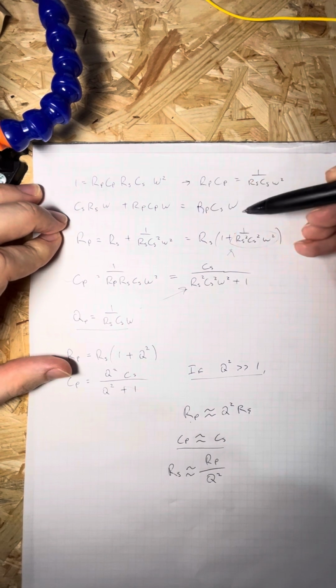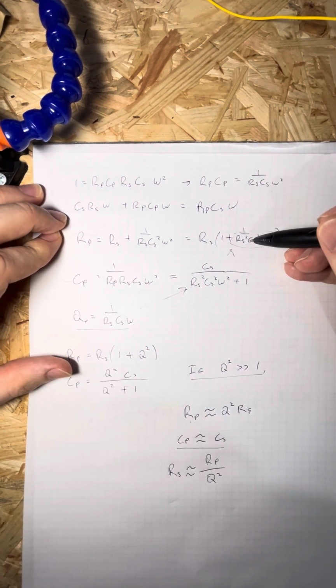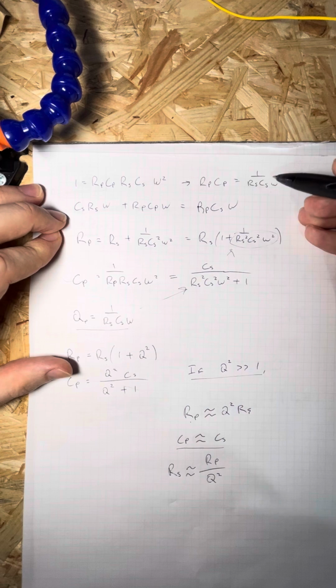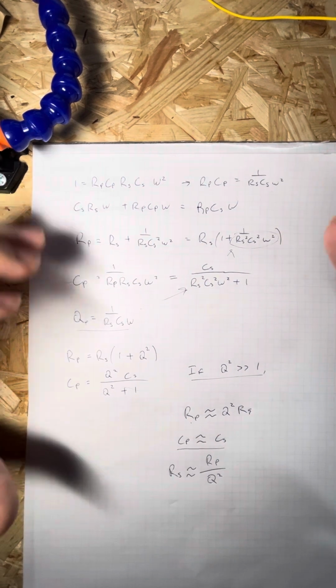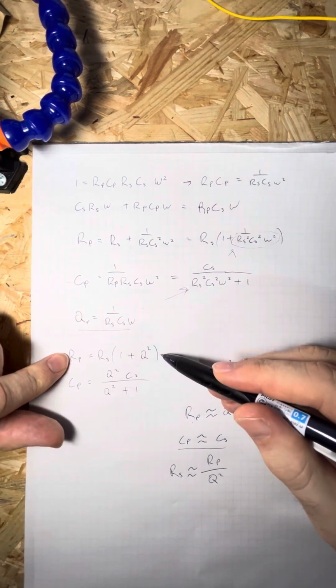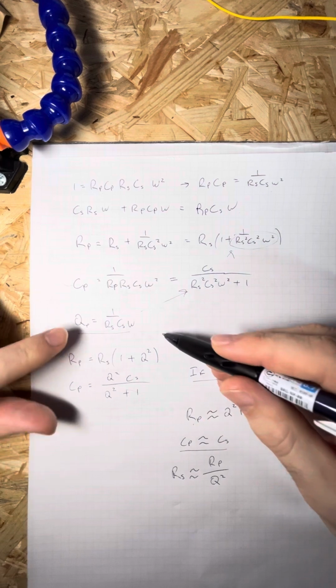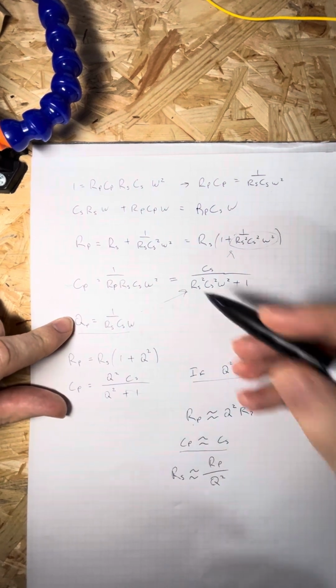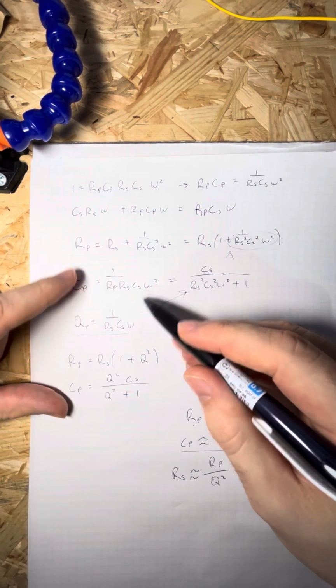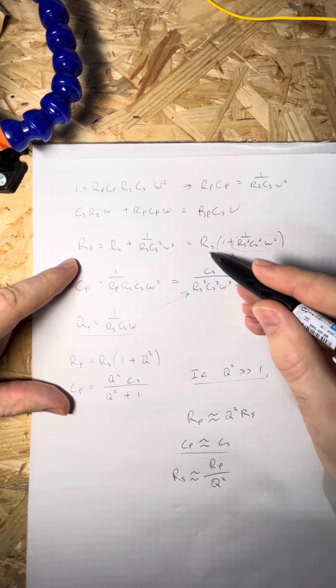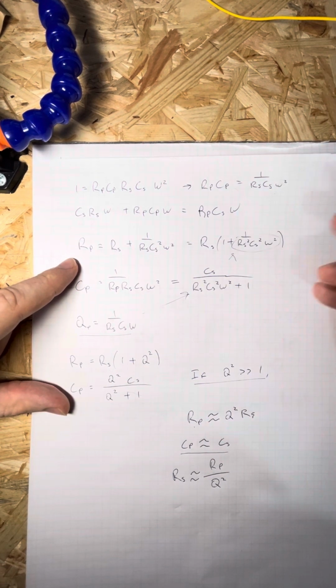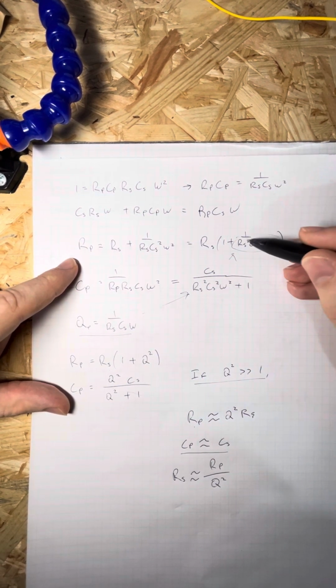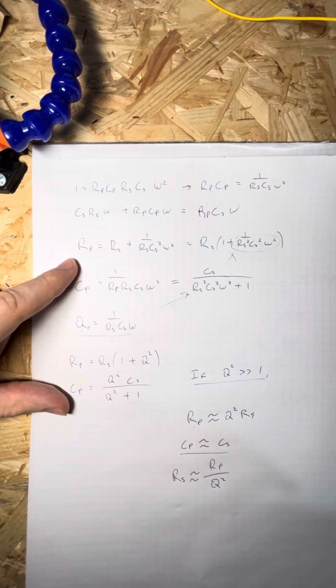This equation and this equation right here. And what we do is we go ahead and solve for the resistance in parallel and the capacitance in parallel. And when we do that, for the resistance in parallel, we get the resistance in series multiplied by 1 plus 1 over Rs squared Cs squared omega squared.